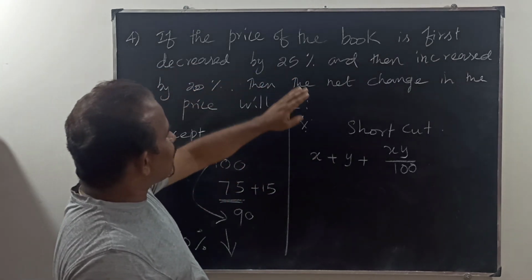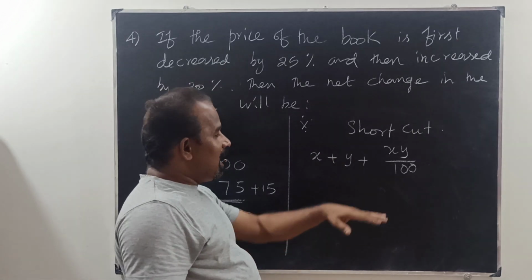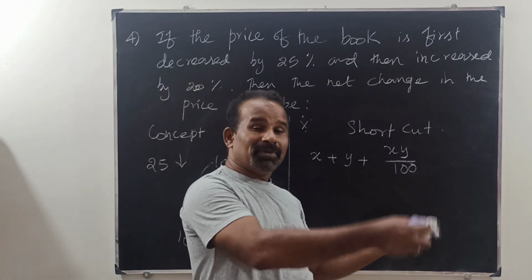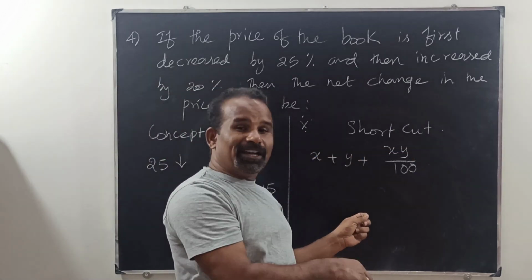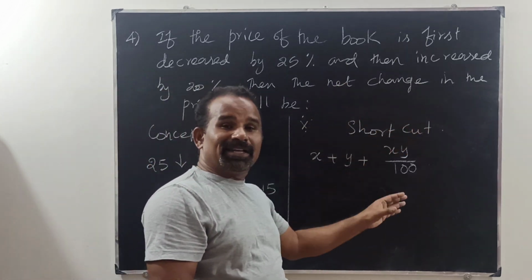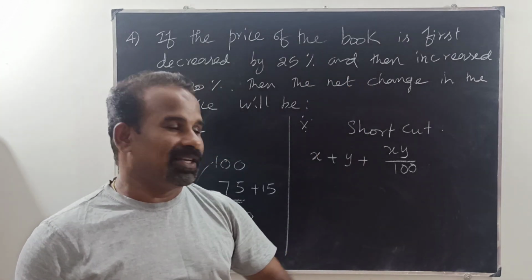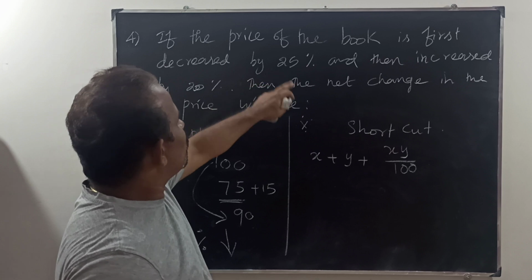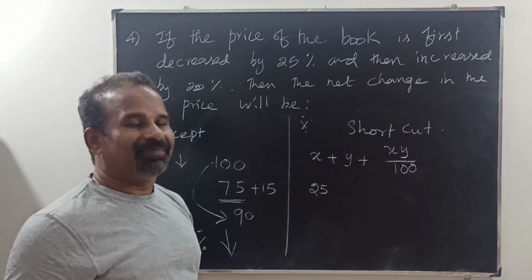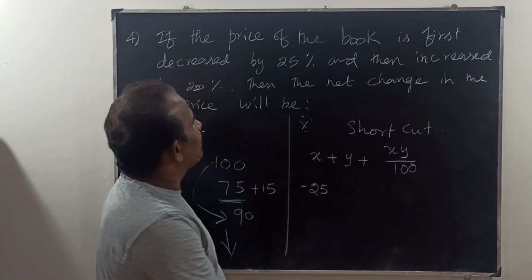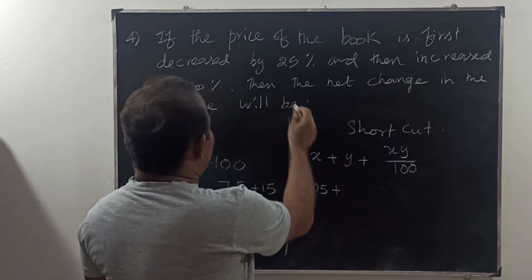Suppose you take increase as positive, decrease as negative. Ultimately, if you get positive, the net result increases. If you get negative, the net result decreases. Plus means increase, minus means decrease. Here, first decreased. How much? 25% decrease. So you will be taking 25 here, decrease means minus. And then increased by 20%. Increase means plus 20.